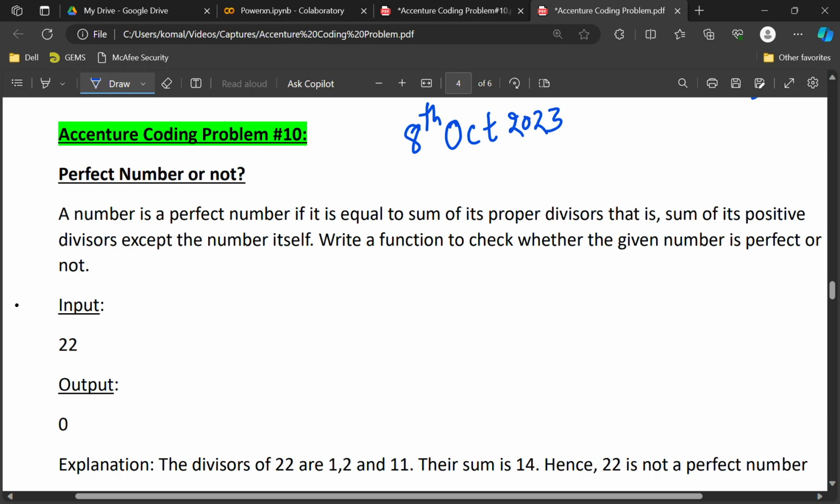A perfect number here is defined as the sum of its proper divisors, that is, the sum of its positive divisors except the number itself. That means the number should not be considered, so all the divisors below that number are to be summed, and if that sum is equal to the given number, then that number can be called a perfect number. Write a function to check whether the given number is perfect or not. So that is the question given.